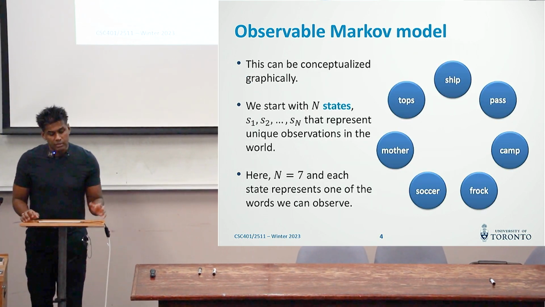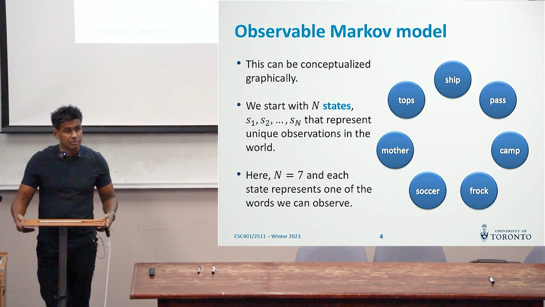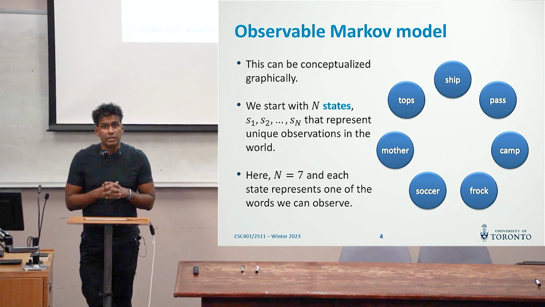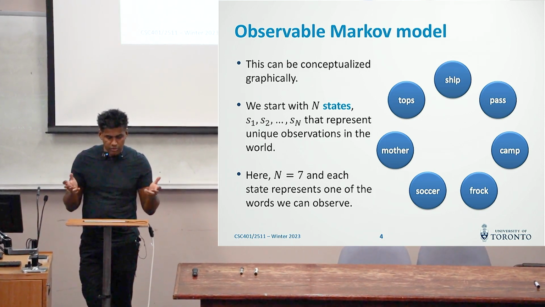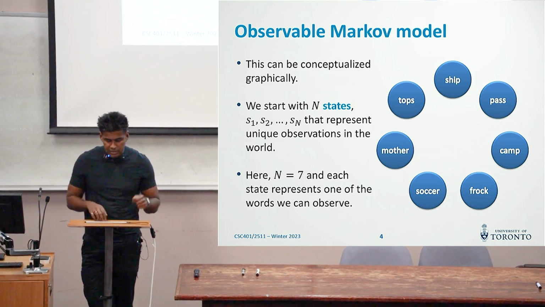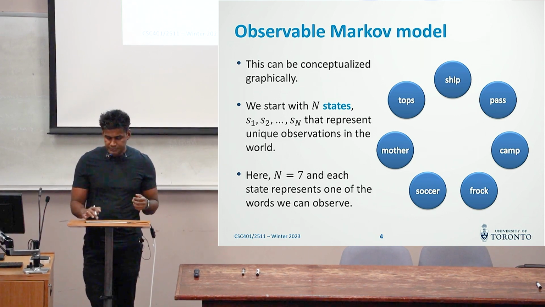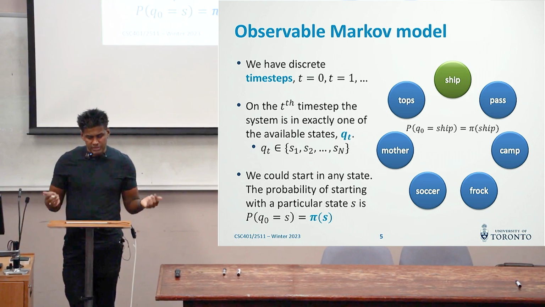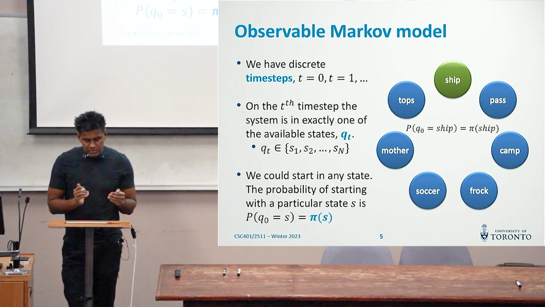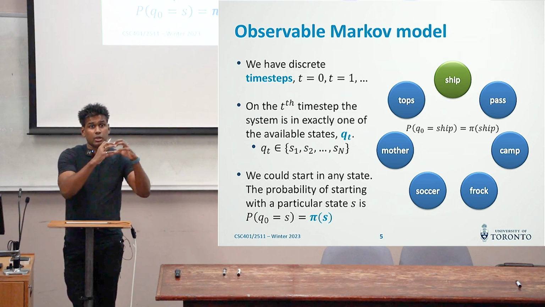Okay, so we can describe the same idea conceptually using a graph. Here we assign each of the tokens in our vocabulary as one specific state. So we have 7 states over here, and each state represents one word that we observe. If we do this, then we can also have discretized time steps. And at each time step, there's exactly one state, corresponding to an observable token.